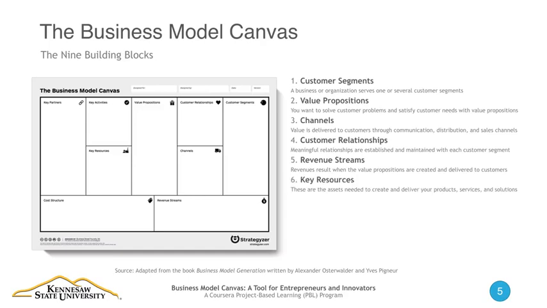Building block number 6, key resources. This building block focuses on the assets we will need to deliver the value propositions. Key resources typically fall into 4 categories: physical, human, intellectual, and financial resources. Next is key activities. These are the most important actions that a company takes to operate successfully. Activities typically include operations, production, sales and marketing, and finance and administration.